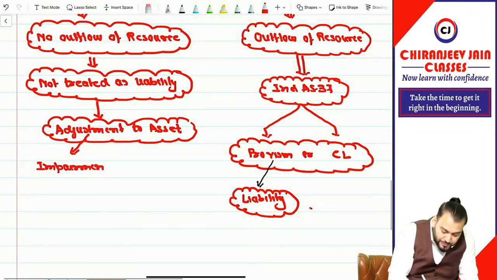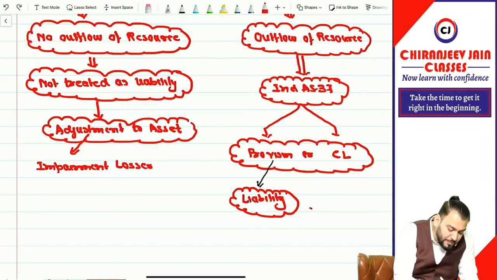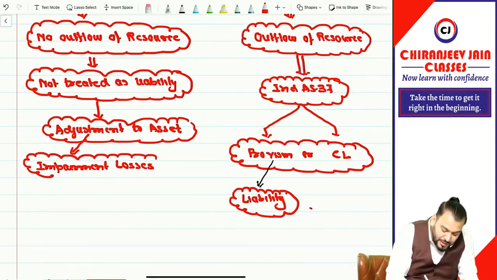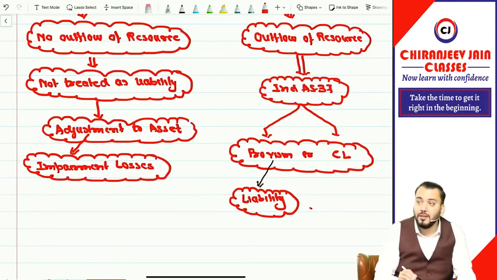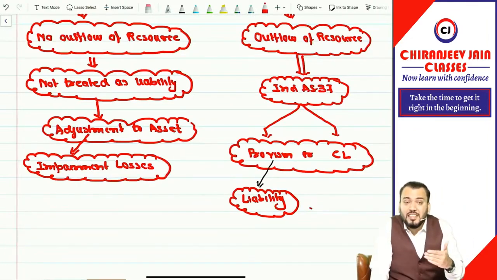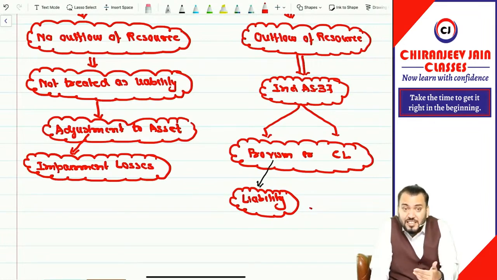A new term in your life? Impairment losses. Such adjustment to asset is known as impairment losses. Got it? Means can I say due to such conditions existing on balance sheet date, any expected losses which arise from decline in the value of asset is known as impairment loss. We have to recognize such impairment loss also.